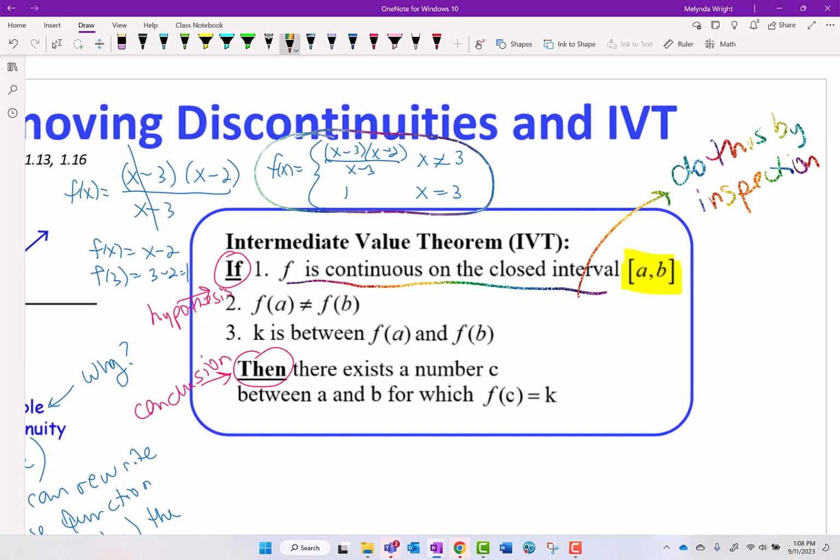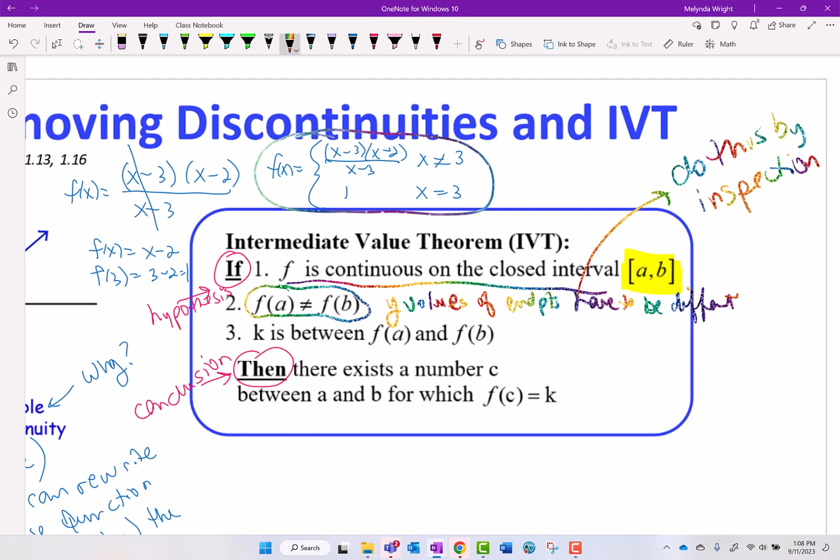The second thing that has to be true is that the y values of the endpoints have to be different. And if they're not, we can't use the theorem.